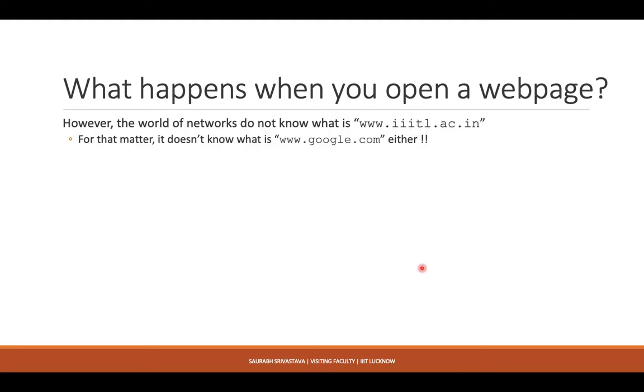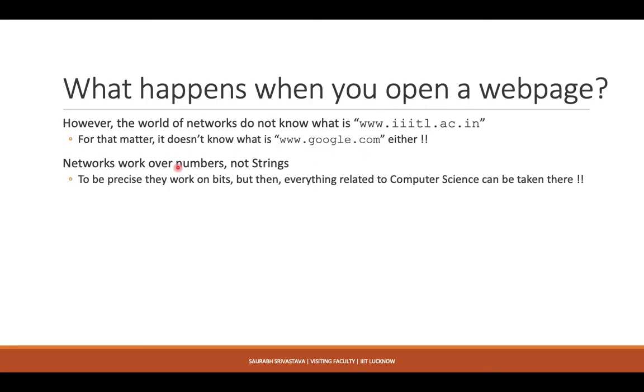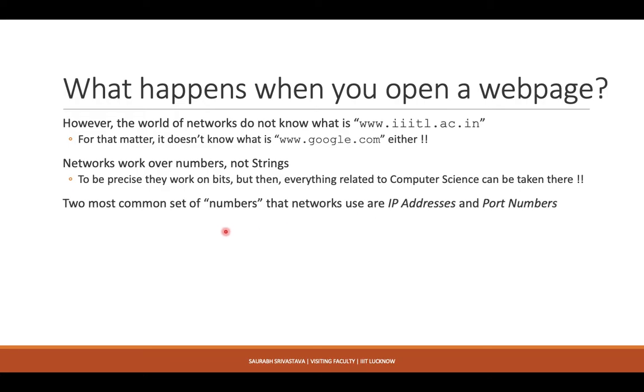But now, since we are computer science students, you should probably know what actually happened in the background, right? So in the whole field of networks, these strings like IIITL.ac.in, in fact anything like google.com, it doesn't really matter. What really matters are numbers and not strings, right? Actually, they are bits, to be honest, but we can take everything back to bits, so let's not go to that level. Two of the most common sets of numbers that networks use are IP addresses and port numbers.